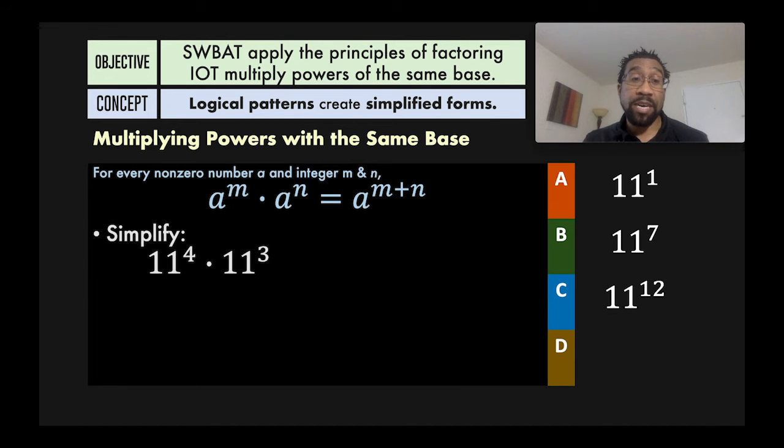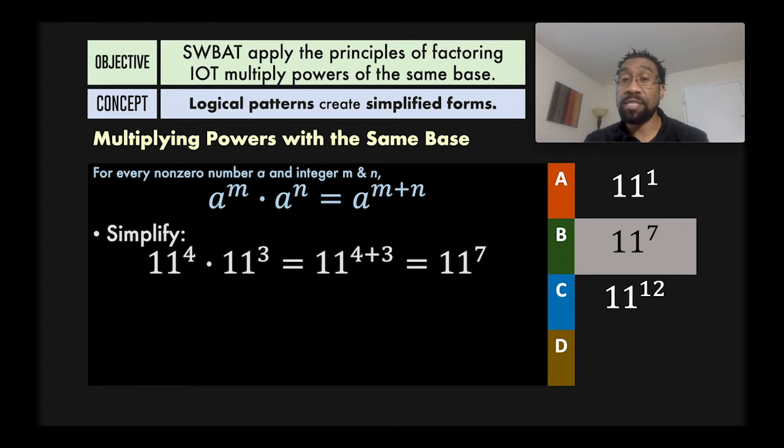We're going to simplify 11 to the fourth times 11 to the third. If I was to simplify this problem, which answer would it be? A, 11 to the first, B, 11 to the seventh, or C, 11 to the 12th? Well, if you follow the rule, you add the exponents whenever you multiply powers of the same base. So I would rewrite 11 to the fourth times 11 to the third as 11 to the four plus three power. Once I do that, I continue to simplify with the addition, and that gives me 11 to the 7, since 4 plus 3 equals 7. So the exponent needs to be 7 while the base remains 11.